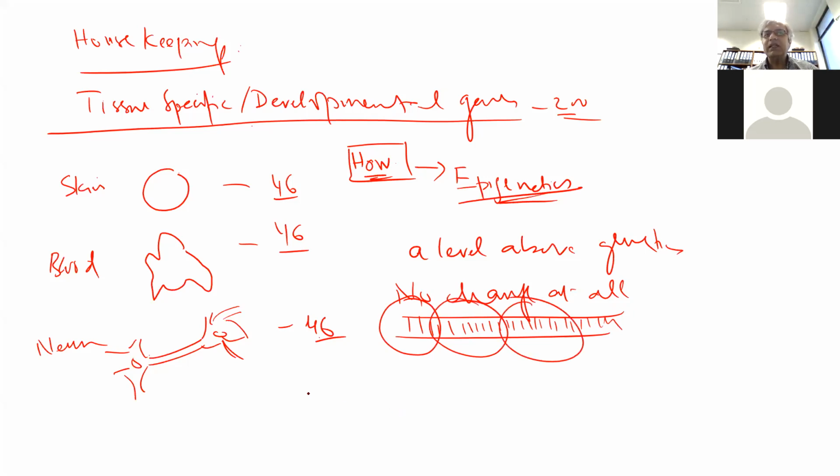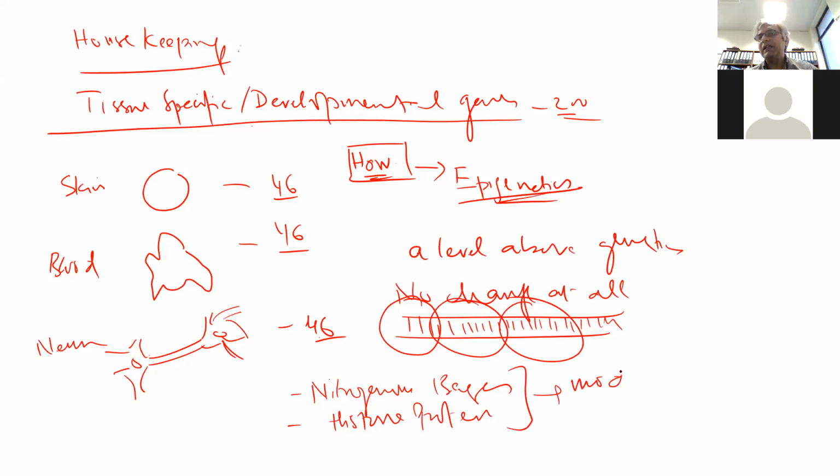which can be the nitrogenous bases or histone proteins. These two get modified. They get chemical modifications, which are covalent in nature, chemical modifications.